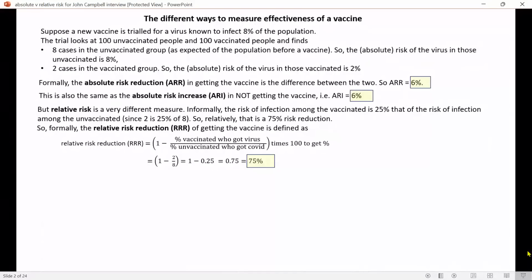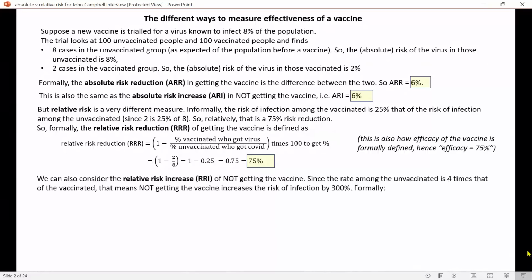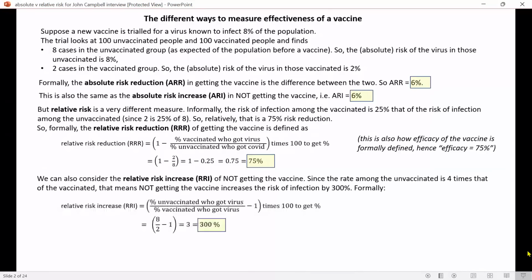And actually, that's also formally how efficacy of a vaccine is defined. So formally, they would say the efficacy is 75%. So if you only hear efficacy, they are always talking about the relative risk reduction. Okay? Now, we can also consider the relative risk increase of not getting the vaccine.